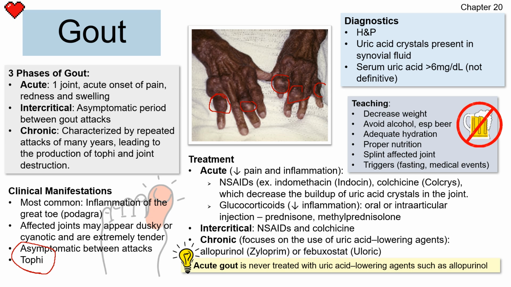Treatment. So the focus of treatment during the acute phase would be to decrease the pain and inflammation. Okay, we're not trying to cure the uric acid levels. We just want to make the patient comfortable.